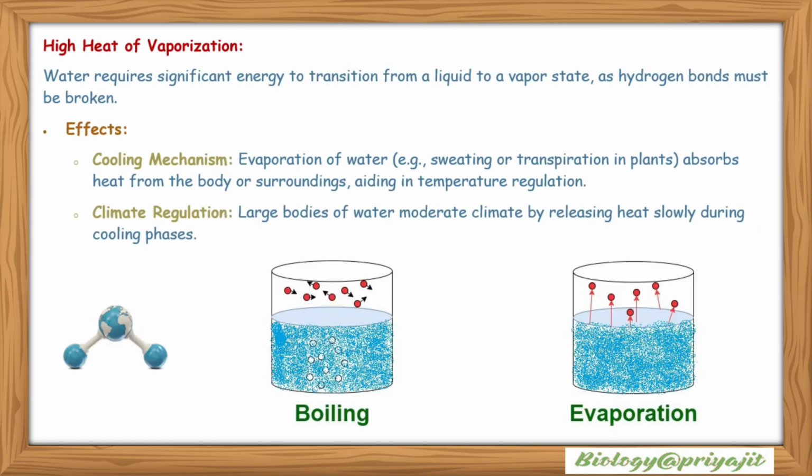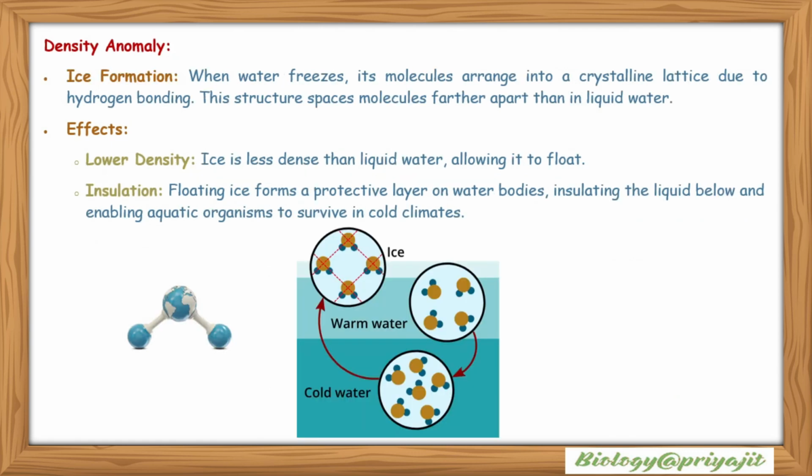High heat of vaporization. We know that water requires significant energy to transition from a liquid to a vapor state, as hydrogen bonds must be broken. So the effect is a cooling mechanism. Evaporation of water, that is sweating or transpiration in plants, absorbs heat from the body or surroundings, aiding in temperature regulation. Climate regulation: large bodies of water moderate climate by releasing heat slowly during the cooling phase.